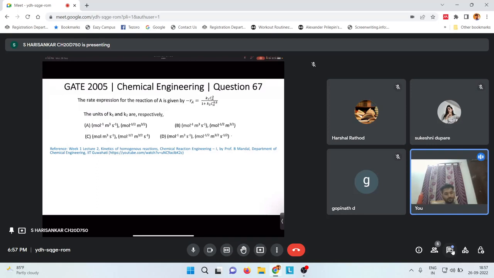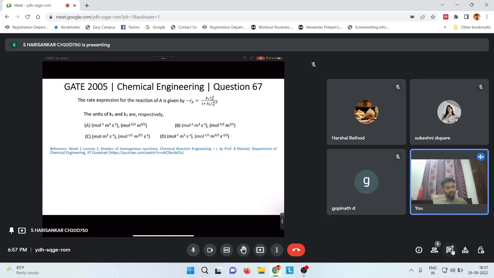Okay. So now we'll be looking into a GATE 2005 question from chemical engineering, question number 67. The rate expression for the reaction A is given by minus Ra is equal to K1 Ca square by 1 plus K2 Ca raised to 0.5. The units of K1 and K2 are respectively, and the four options given are as follows.